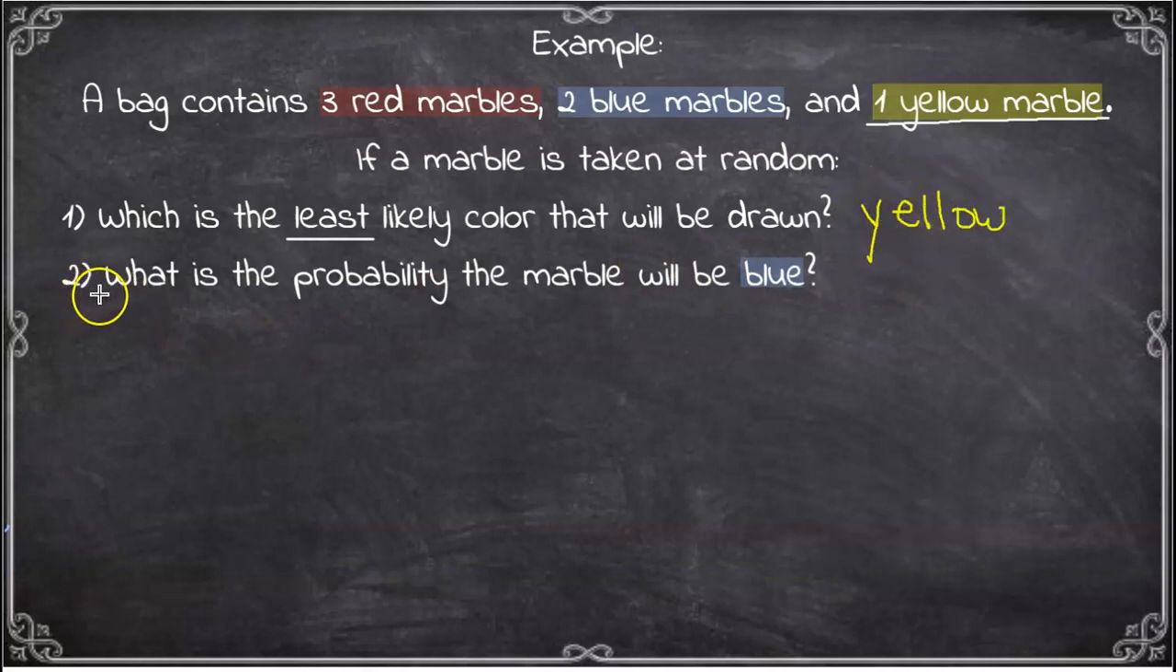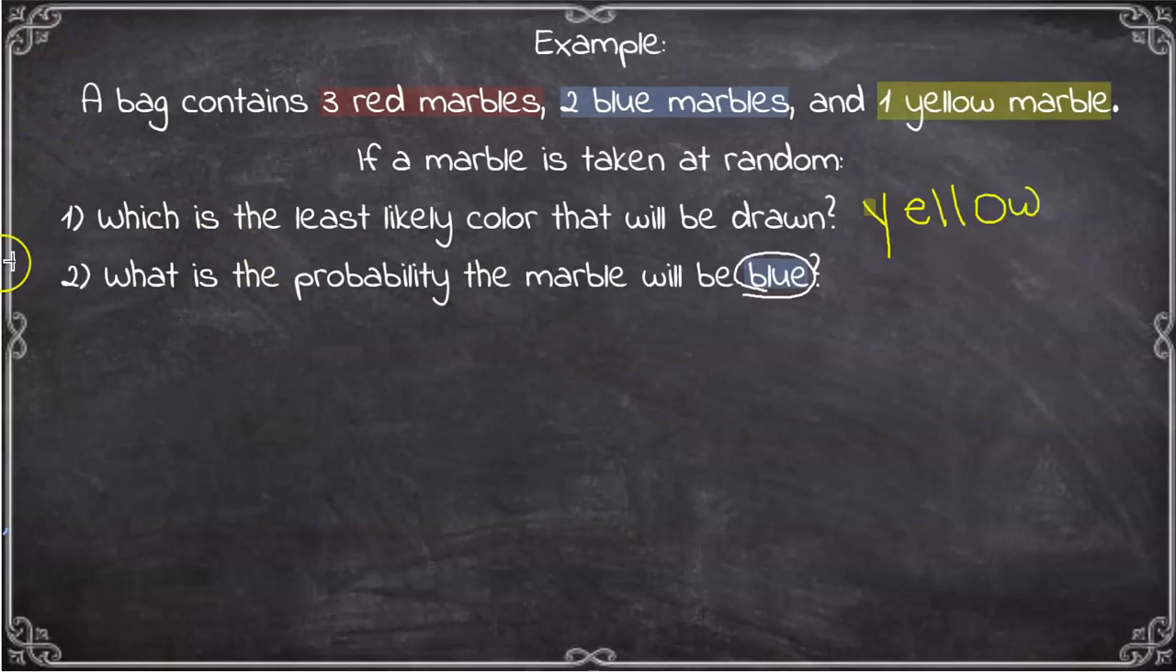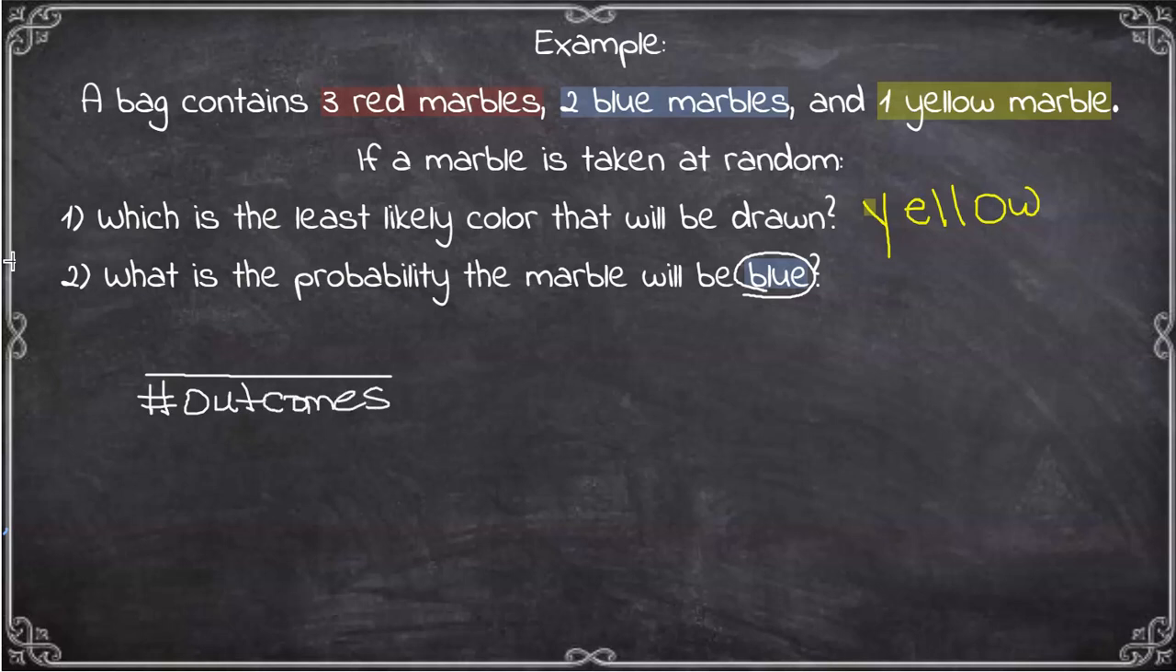And then the second problem says, what is the probability the marble will be blue? And so we want to write this as a fraction. And in a fraction, we have a numerator and we have a denominator. In a probability fraction, the denominator, or the bottom number, is the total number of possible outcomes. In other words, the total number of marbles that are in this bag. So in this case, that is going to be 6. 3 plus 2 plus 1 is 6.